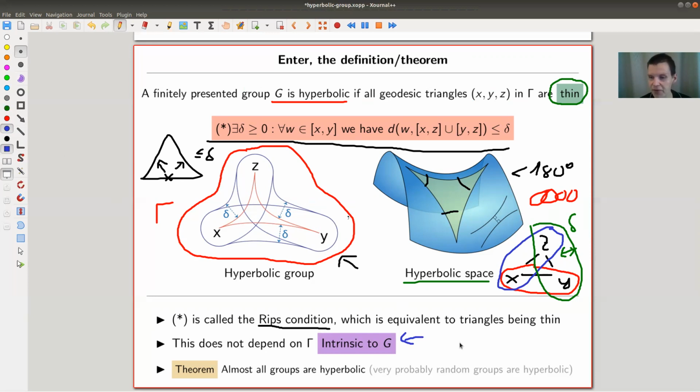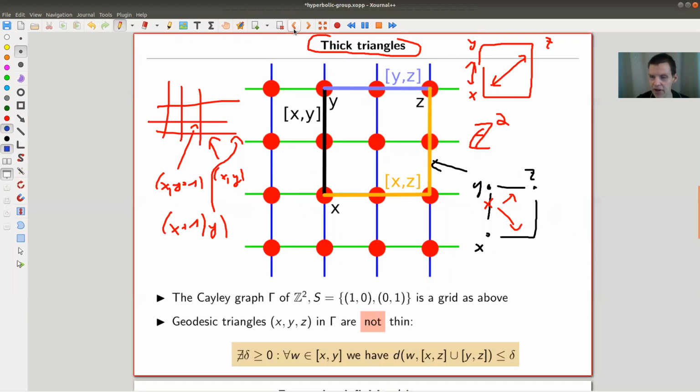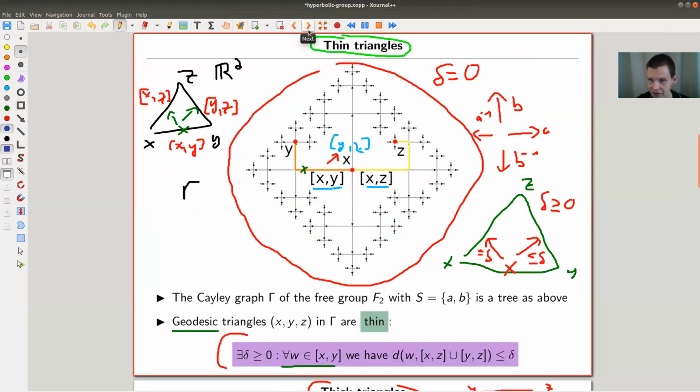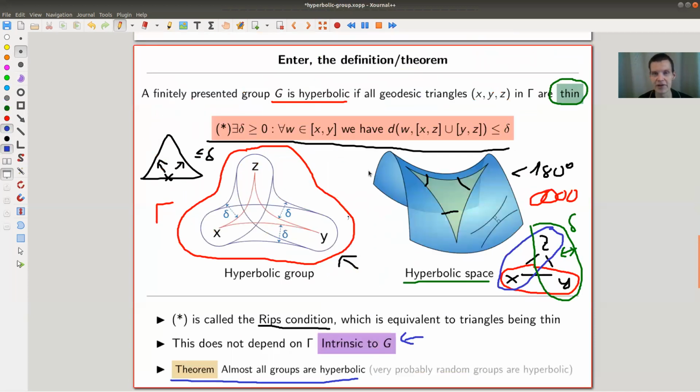And kind of the fun fact is that theorem here, one of my favorite theorems. It's absolutely not clear, right? We have discussed two examples here, the thick triangle example and the thin triangle example. It's absolutely not clear how many groups should be hyperbolic, how many groups should have this property. And it turns out that if you appropriately interpret the notion of a random group, then almost all groups are hyperbolic, which I think is pretty surprising in the end.